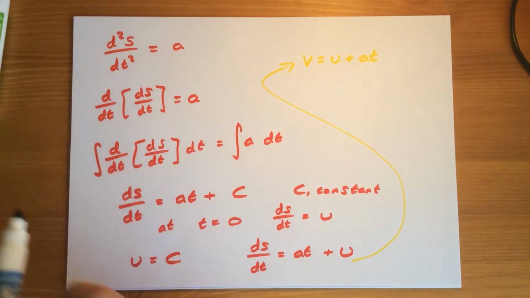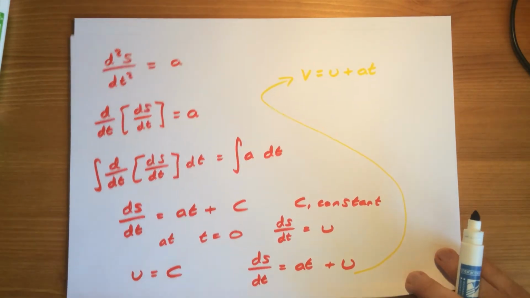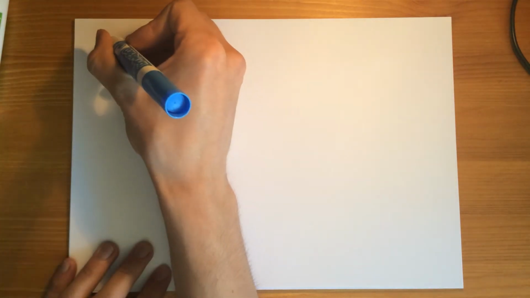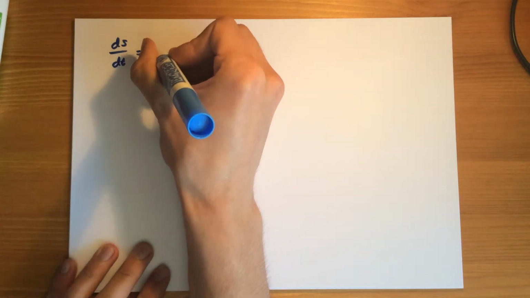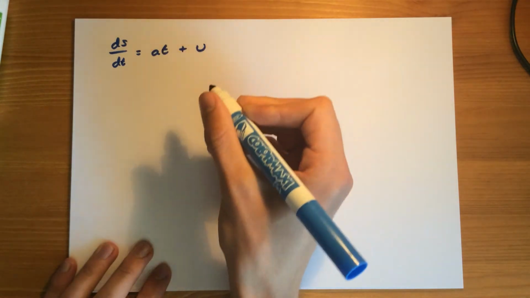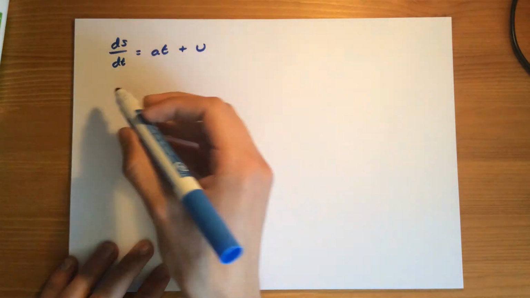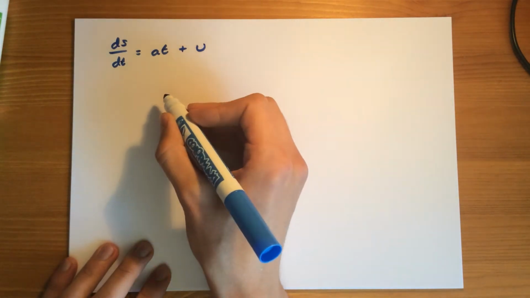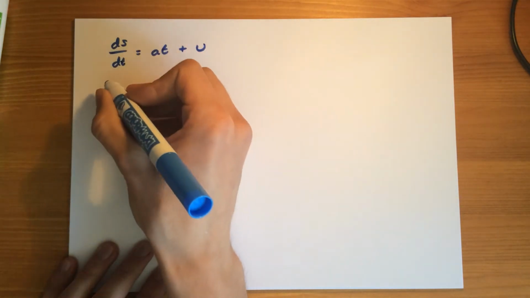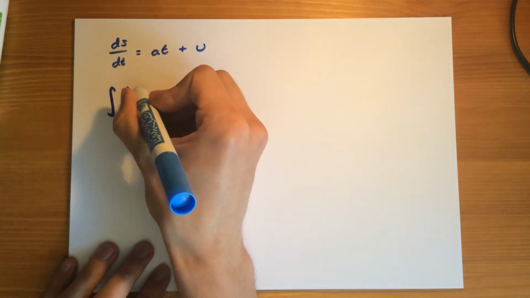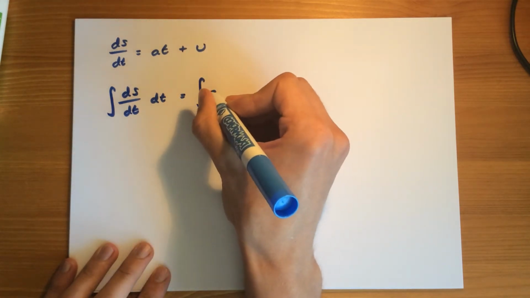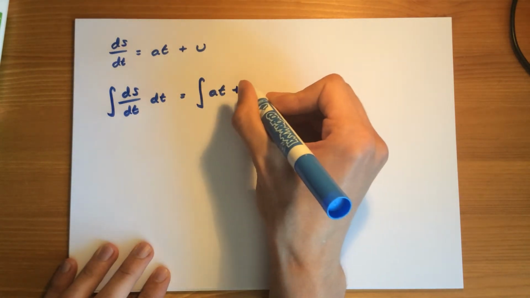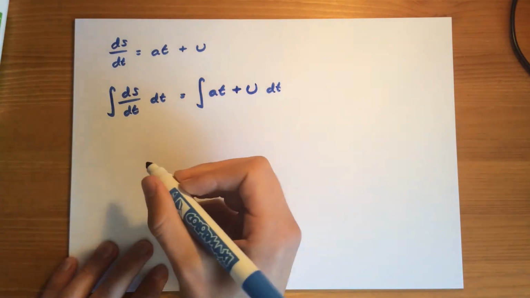But we could have gone about it in a different way. Well, not so much a different way, I guess. There's another way we could look at it. If you recall, we have ds by dt equals at plus u, and we could integrate this again with respect to time, because on the right hand side we've got a function of time, and on the left we just have ds by dt. So again, we can integrate ds by dt with respect to time, and this is just going to be equal to the integral of at plus u with respect to time.